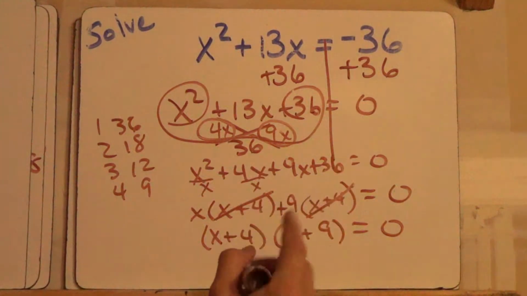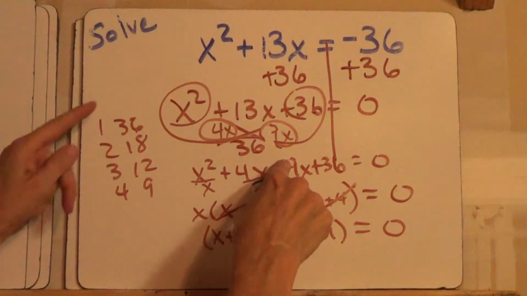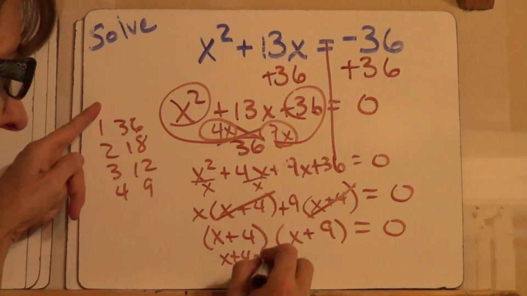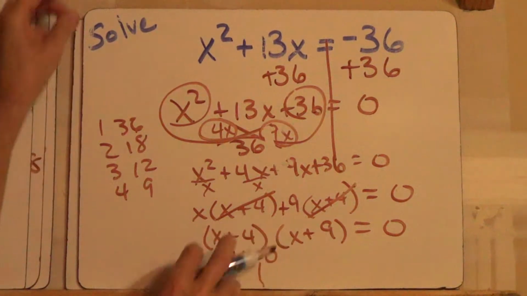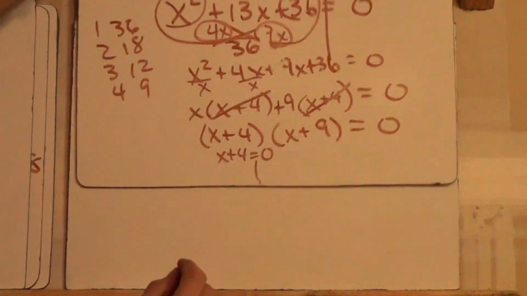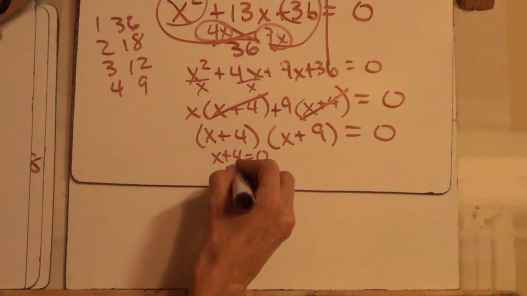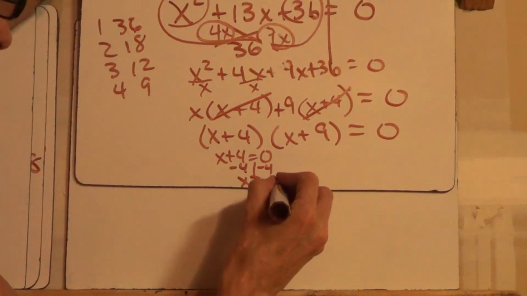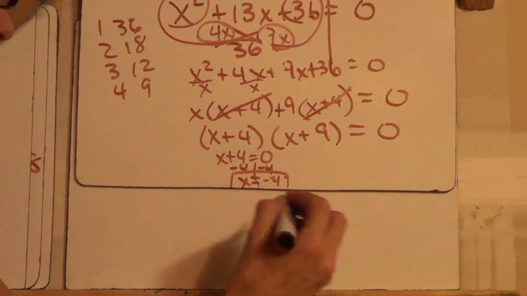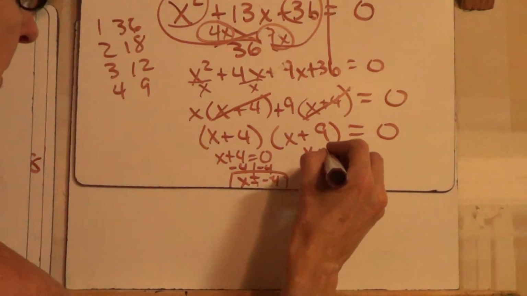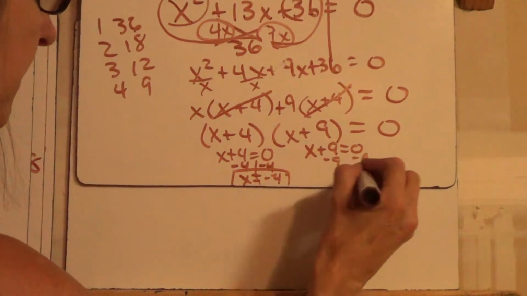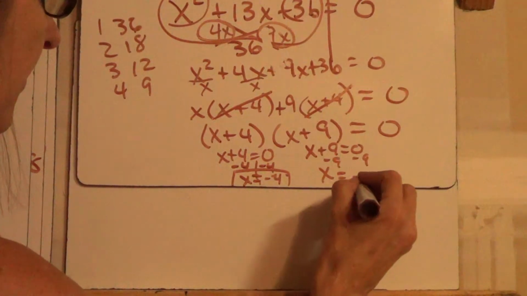Now, by zero product property, we need to finish this. X plus 4 equals 0 when, make sure you can see that, minus 4 on each side, when x equals negative 4. X plus 9 equals 0 when x equals negative 9.